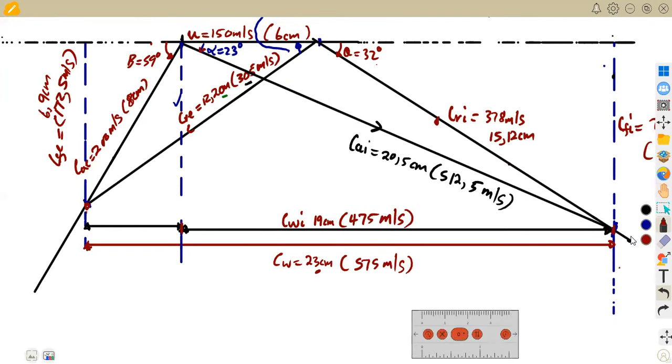And at the exit, the wheel velocity at the exit, if you measure from this point up to this point using your ruler, that was going to be 4 centimeters in this case. So that's 4 centimeters times 25, which is going to be 100 meters per second in terms of your velocity. So with this information, we've completed our diagram.